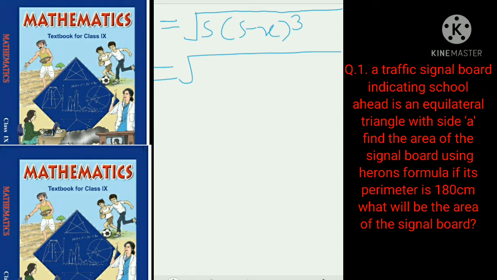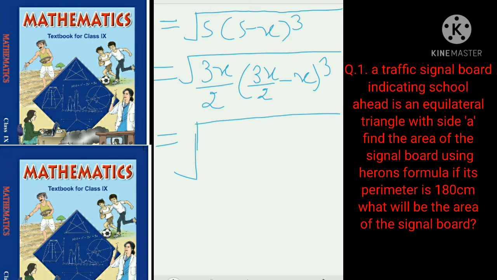Then after this, s stands for semi perimeter, and we already got the semi perimeter, that is 3x upon 2. Again we will write 3x upon 2 minus x whole cube. Now 3x upon 2 will remain as such. Here we will take 1 for the x, and now we will take the LCM.